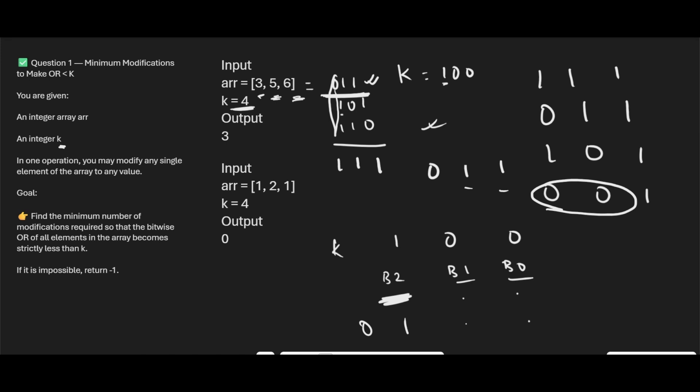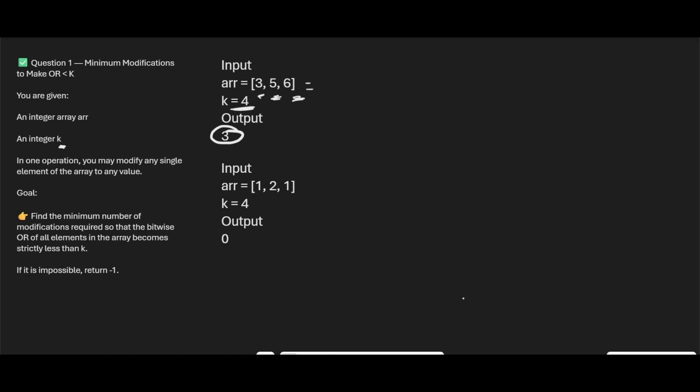So we have to perform some operation on this for it to be lesser than 4. When we look at 5, 1 0 1, again bit 0 has 1, so we should perform an operation on 5 also. And when we take a look at 6, there is 1 in bit 1, so we have to perform an operation on 6 also. So the output will be 3 operations. That is the minimum number of operations required to make the OR of this entire array lesser than 4.